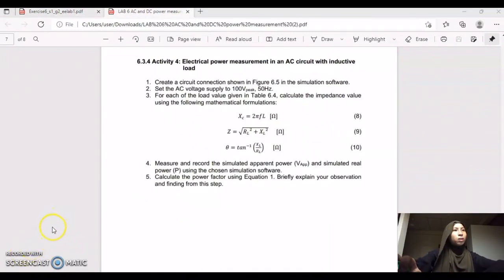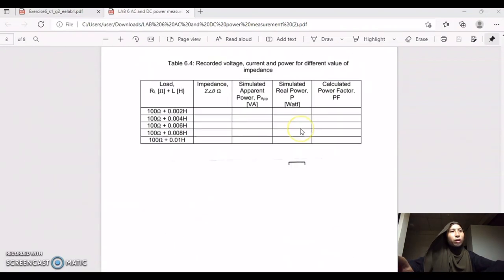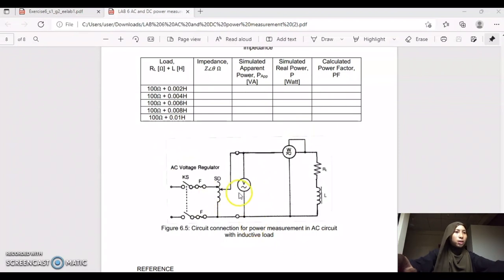Okay, next I will explain activity number 4, which is electrical power measurement in an AC circuit with inductive load. From the lab sheet, we need to create the circuit connection shown in Figure 6.5 in the simulation software. This is the circuit simulation connection, and if we look at this circuit, we have an inductor.